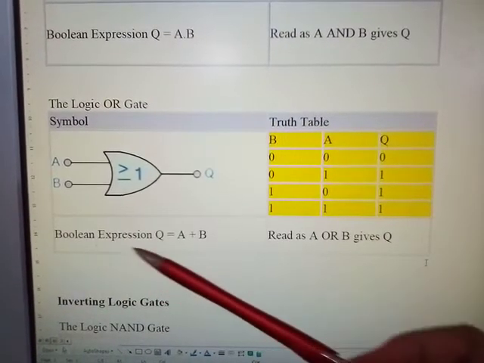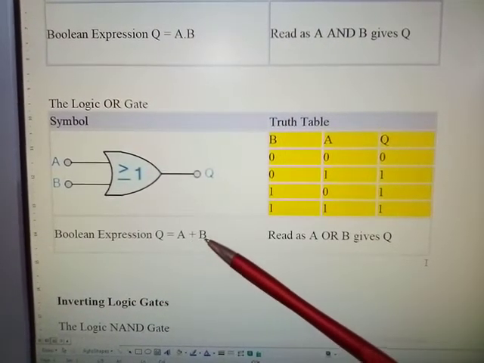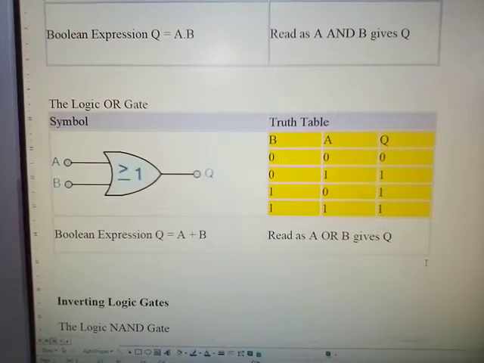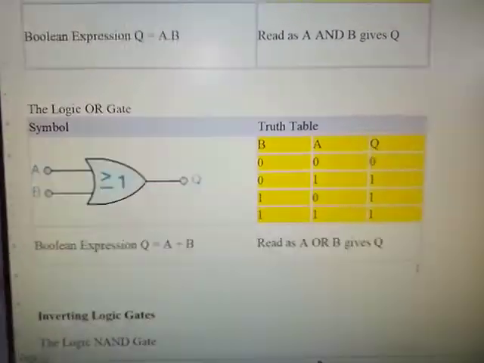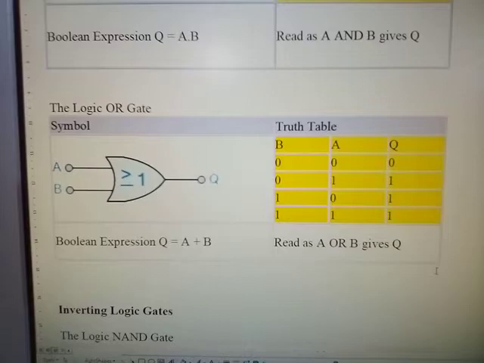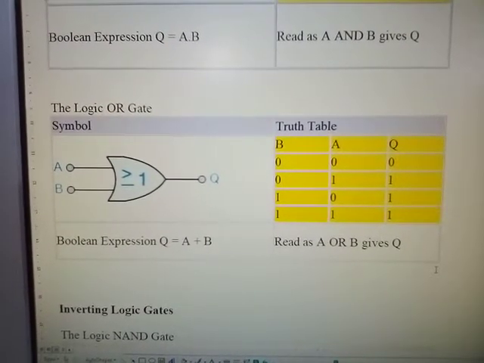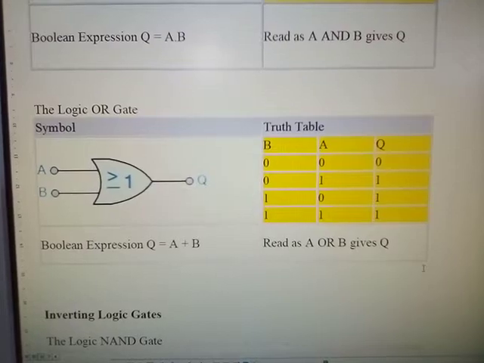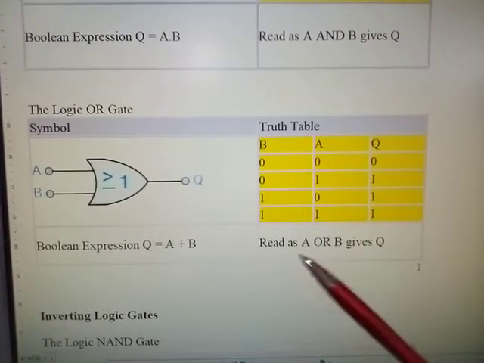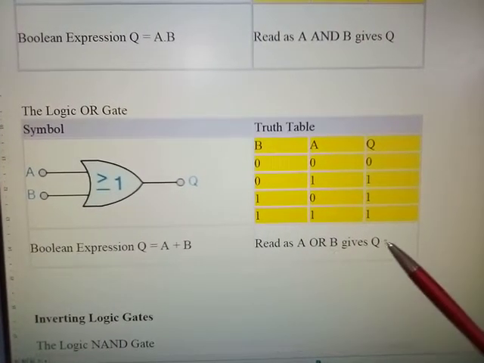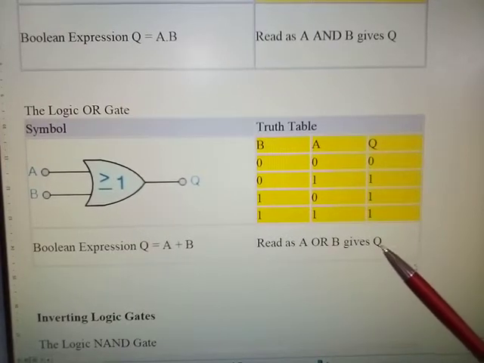Now, Boolean expression Q equals A OR B, and read as A OR B gives Q. Okay?